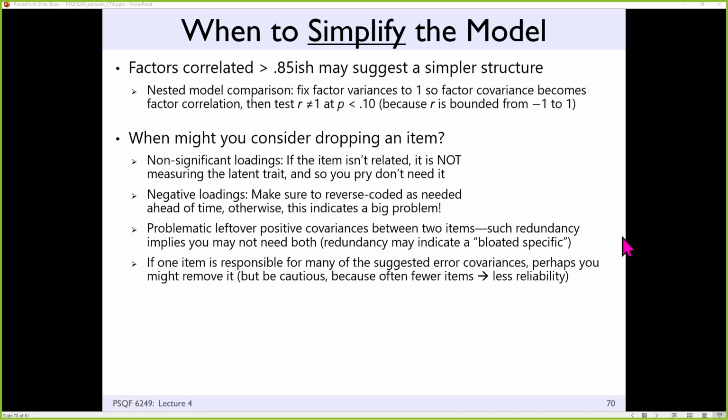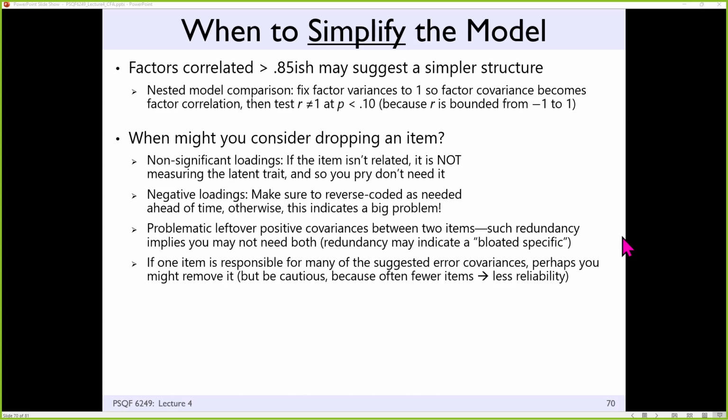Dropping an item is tricky. So if an item has a negative loading or a zero loading, that's an indicator that you don't need it. No questions there. Sometimes when you look at the local misfit, you might find that one item is like the source of all the problems. Like it just doesn't match any of the other items, and you might choose to dump it just because of that.